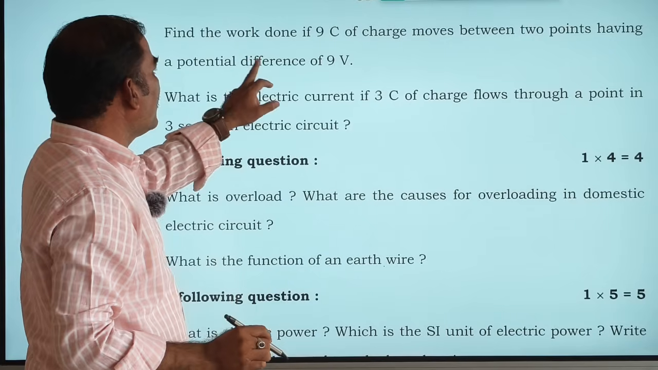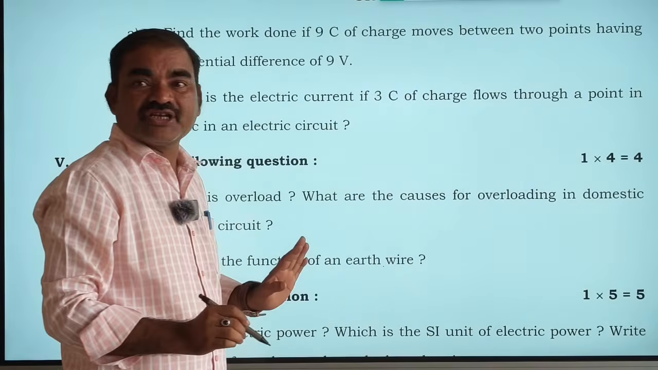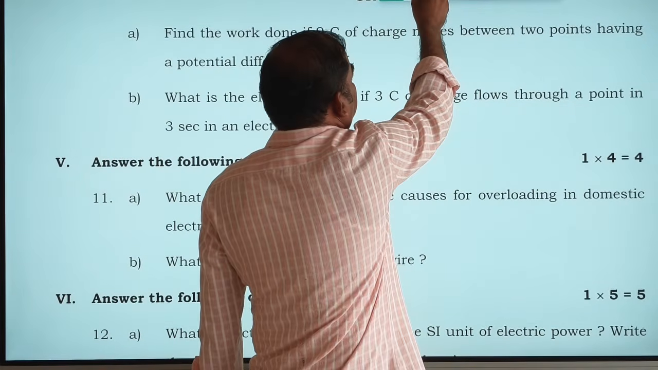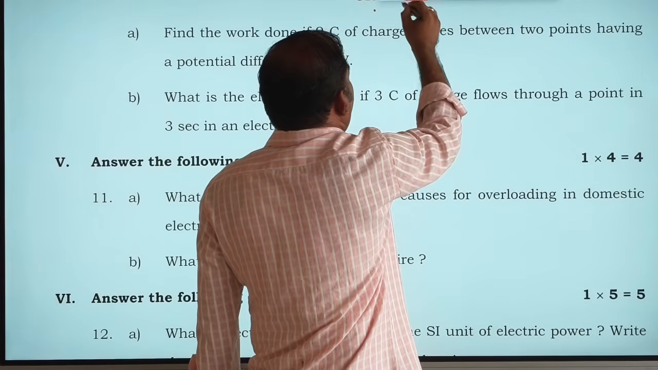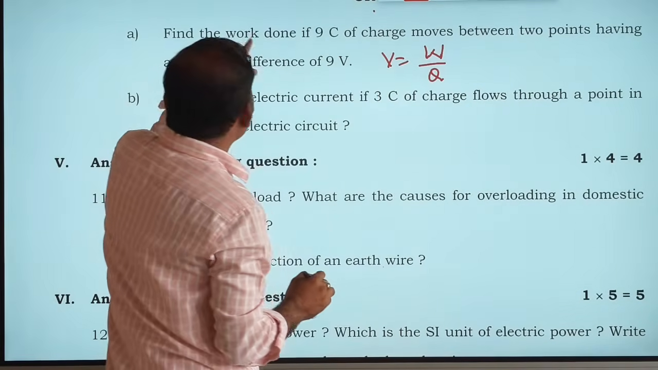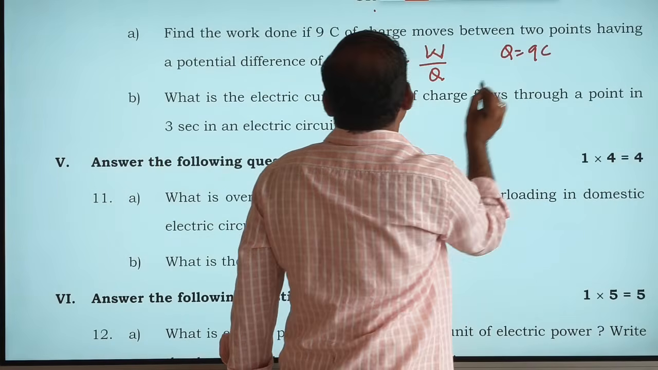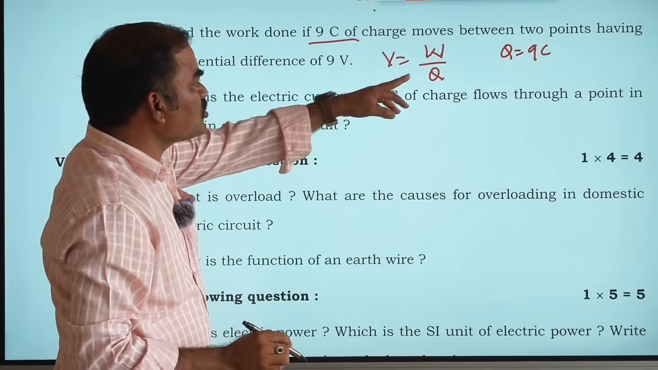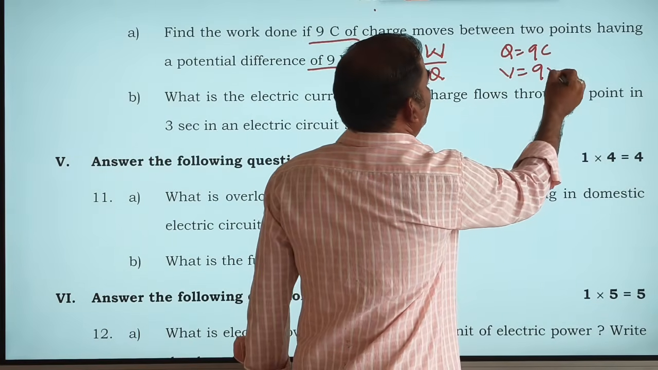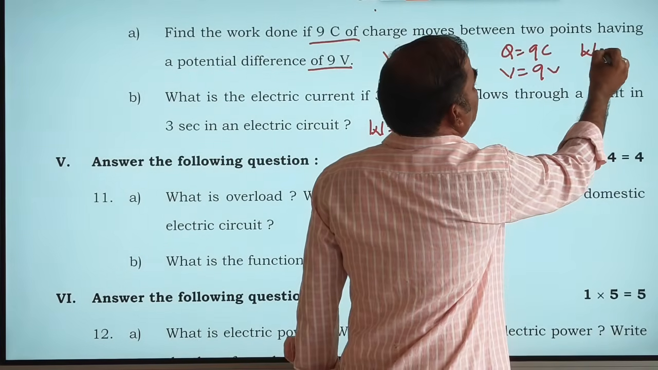Next one, find the work done if 9 C of charge moves between 2 points having a potential difference of 9 volt. Again we are going to use the same formula, V equals W divided by Q. Now you have to find work done. Q is 9 coulomb, and V is 9 volt. W equals what?